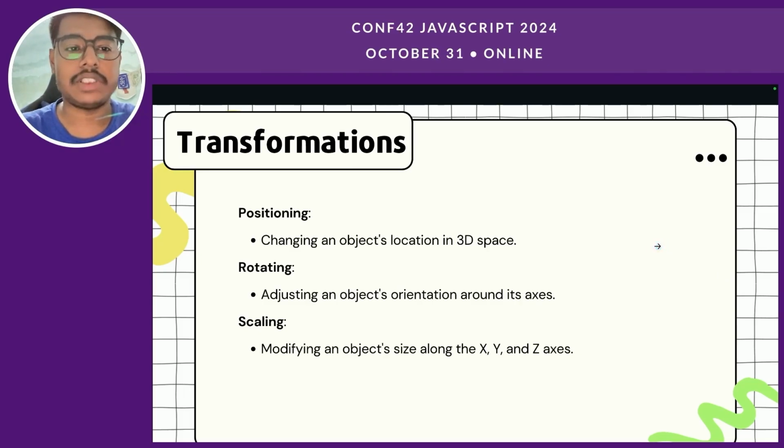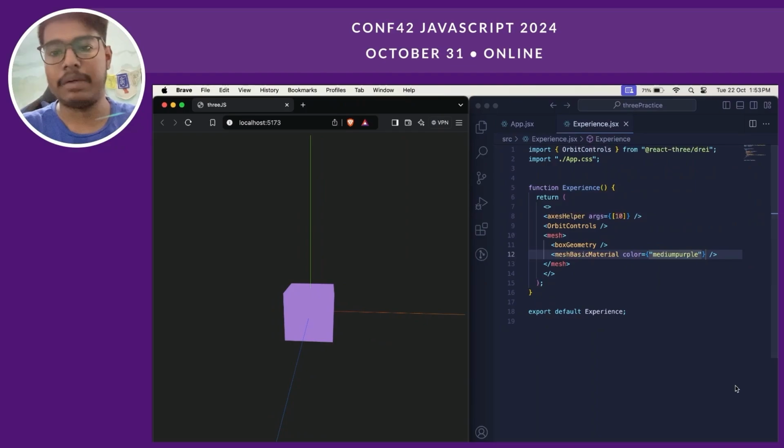For transformations, we have basically three things. One is positioning, where we can change the location of our object in our 3D scene. Right now it is at the center, and we can move it along any of the axes. Also, we can rotate that object around any of the axes. And the last one is scaling that object. So let's see these with the help of some examples.